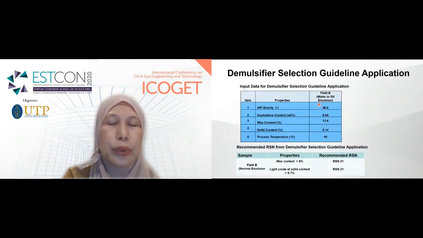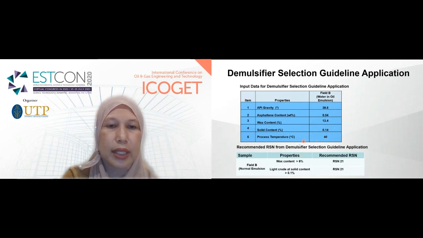Now, we have chosen one candidate from a Sarawak field to test this demulsifier selection guideline. We can see here the properties of the crude. The API is quite high, almost 40 degrees, the wax content is also high, the solid content is around 0.14%, and the process temperature is around 40 degrees C.